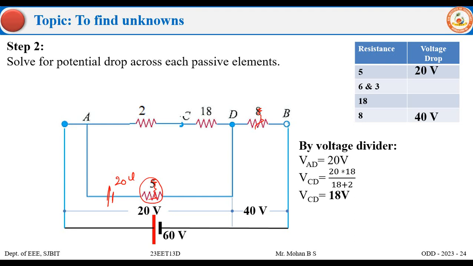If I see here, how do I apply voltage divider for this? Main voltage is 20 into the same resistance, 2, divided by the sum of the resistances. So in this loop, how many resistances can you see? This will not be taken into account because the voltage drop across it is 20. So I have 2 and 18. So I'll add here 2 and 18. What about this? This is 20 into 18 divided by 2 plus 18.